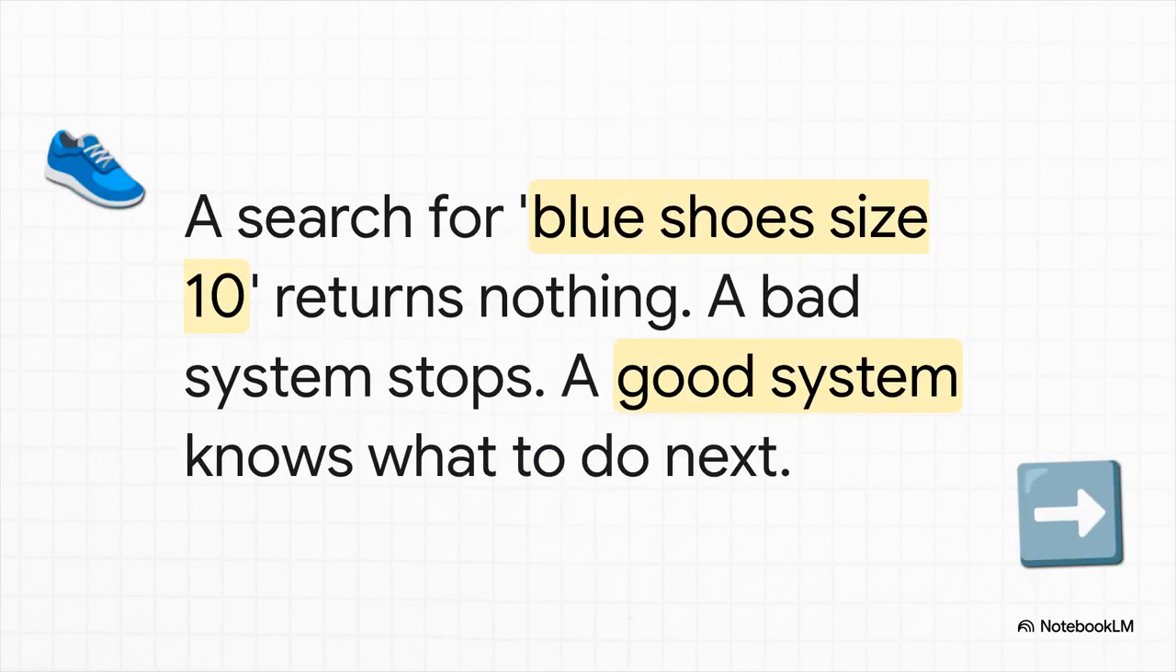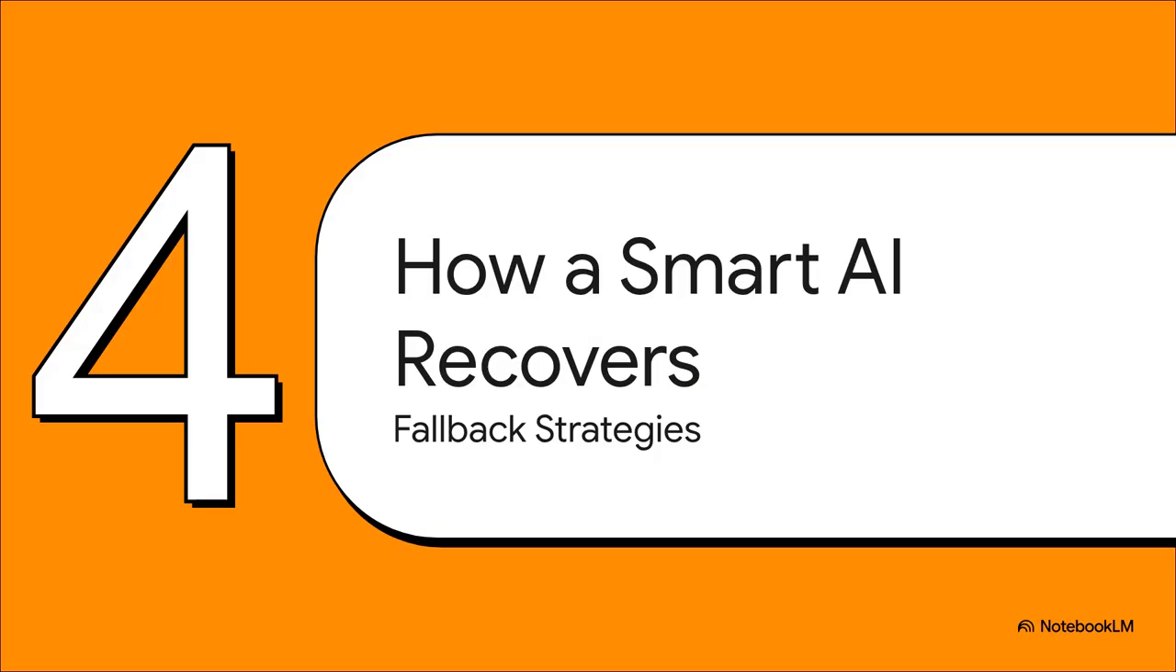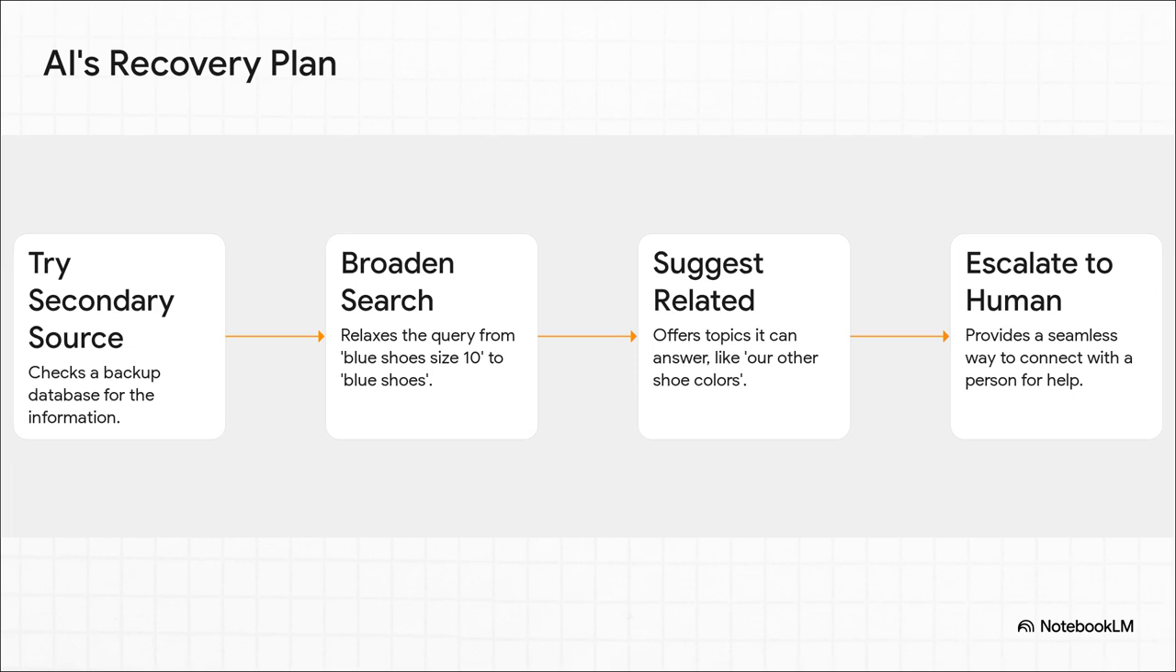Here's a perfect example. You're shopping online. You search for blue shoes, size 10. The AI understands every single word of that. But let's say they're just out of stock. A frustrating system would just say, "0 results found," game over. But a helpful one knows this is just the beginning of the conversation. And this is where something called fallback strategies comes into play. You can think of these as the AI's contingency plans. When plan A, which is finding exactly what you asked for, completely fails, it has a whole sequence of backup plans ready to go.